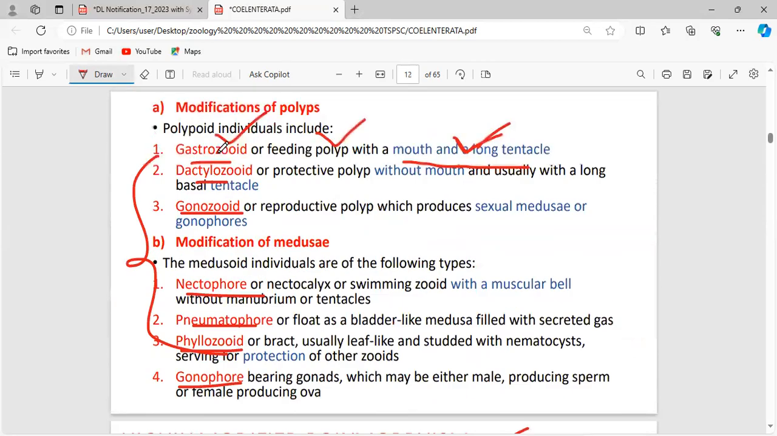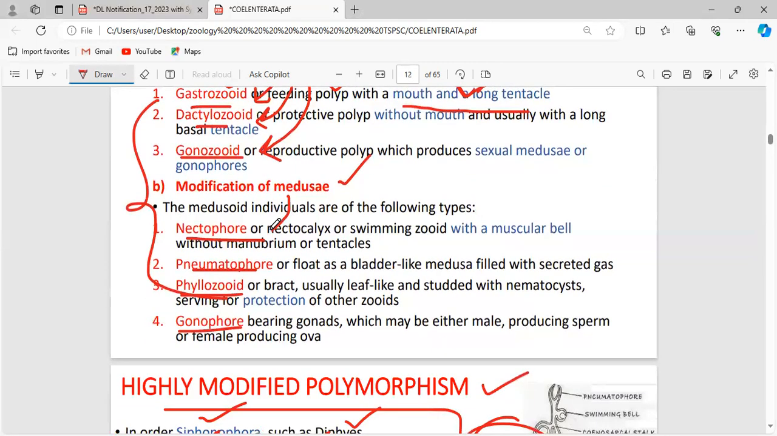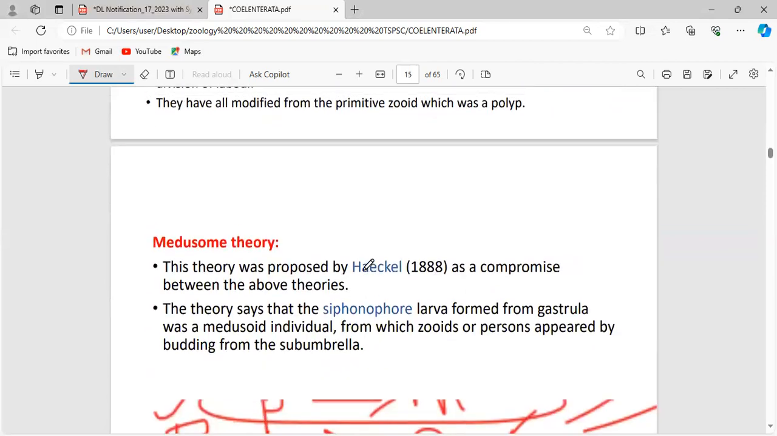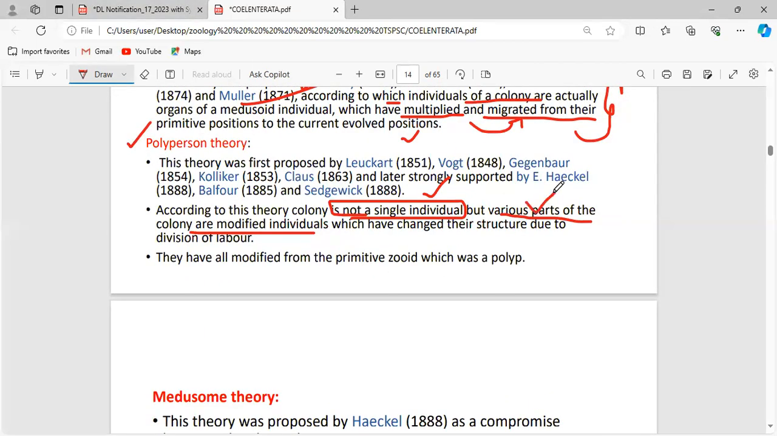See how they are explaining: we have studied polyp and medusa are the two different types of coelenterates. Only polyp and medusa. But polyp is modified into gastrozooid, polyp is modified to dactylozooid, and this polyp is modified to the gonozooid. In the same way, this medusoid is modified to nectophore, and medusa is modified to nematophore, phyllozooid, and gonophore. That is what is explained here. But various parts are modified individuals which change their structure due to the division of labor.